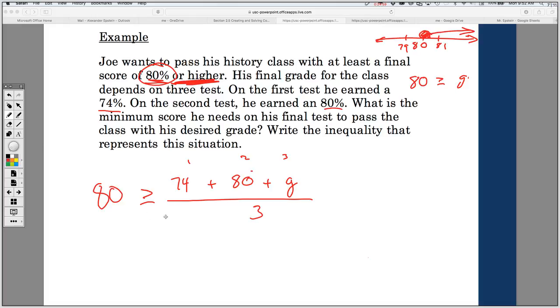So when you're solving something like this, and you have this long fraction line, first simplify the top, then simplify the bottom. In this case, the bottom is already simplified because we only have a number, 3. How could I simplify just the top? What is 74 plus 80 if you're adding? 154. Over 3 equals 80. Oh, I don't want to put equals. I want to put greater than or equal to 80. Always keep the inequality.